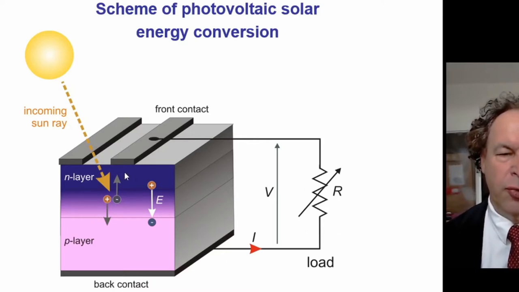In order to flow, there have to be contacts. The back contact can be massive. The front contact is a compromise because on one hand you want a good contact, but on the other hand, the photons have to enter. As a typical value, you just cover about 4% of the front surface by this contact.